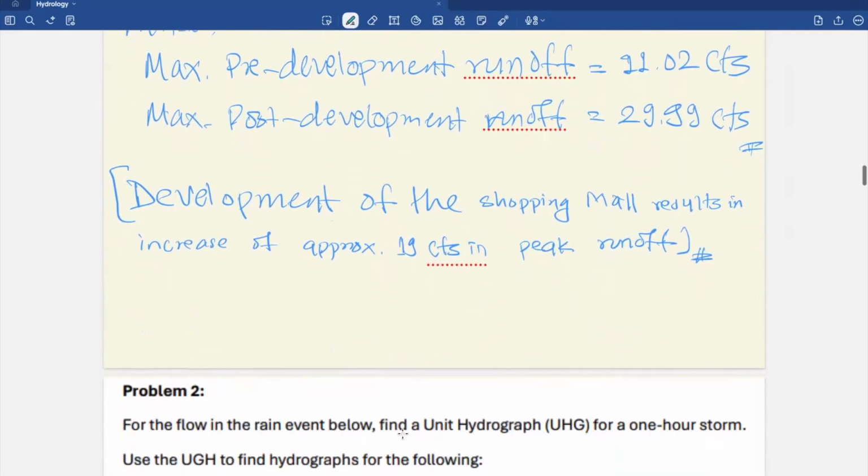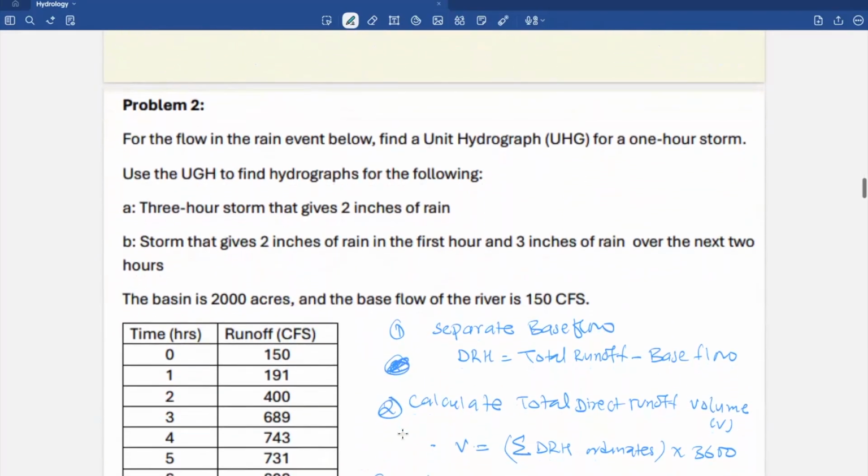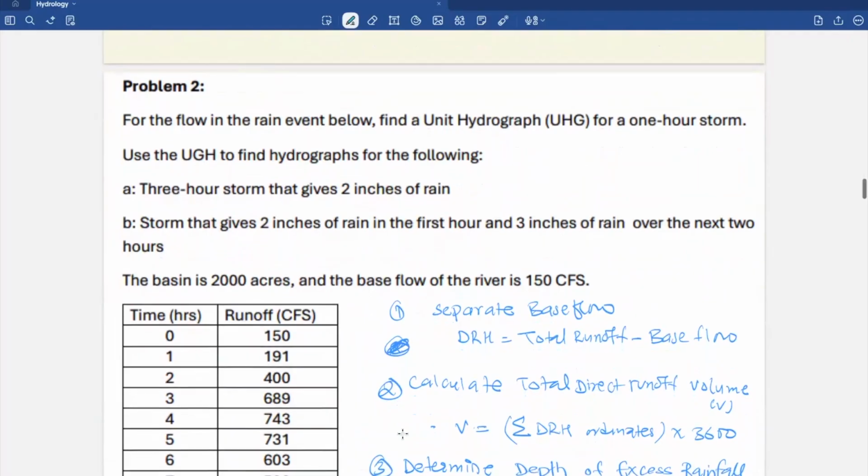Now let's go to question number 2. The question asks about finding the unit hydrograph for a 1 hour storm, and then a 3 hour storm that gives 2 inches of rain. The second part asks us to compute a storm that gives 2 inches of rain in the first hour, and then 3 inches of rain over the next 2 hours. The basin area is 2000 acres, and base flow of the river is 150 CFS.